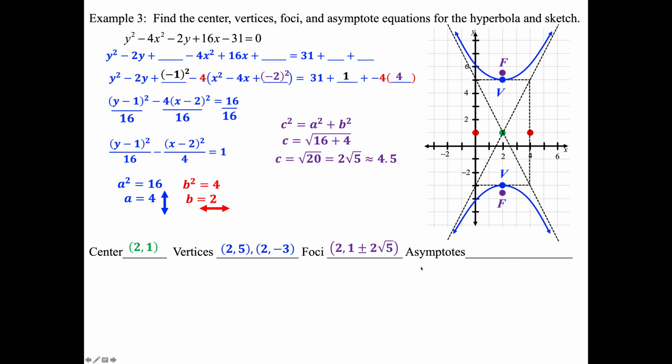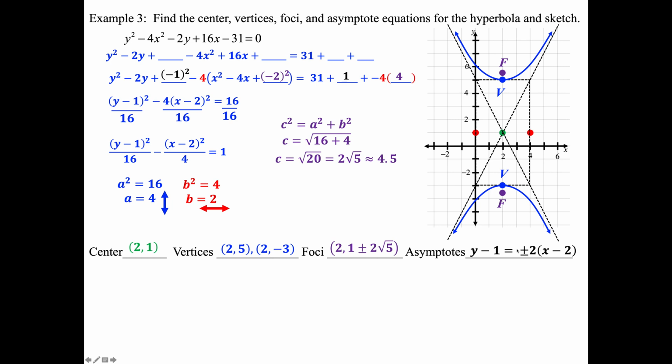All right, asymptote time. Steal your y binomial, y minus 1. Steal your x binomial, x minus 2. Steal your slope: rise is 4, run is 2. Plus or minus 4 over 2, or plus or minus 2, times that binomial. You can leave your answer in this form.